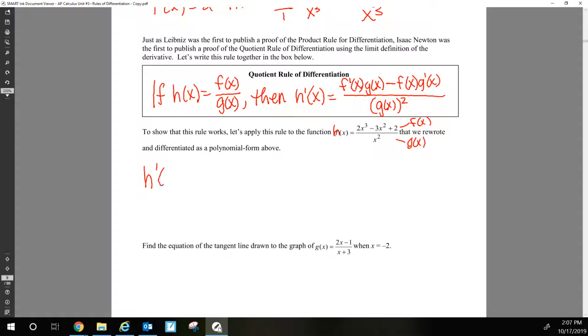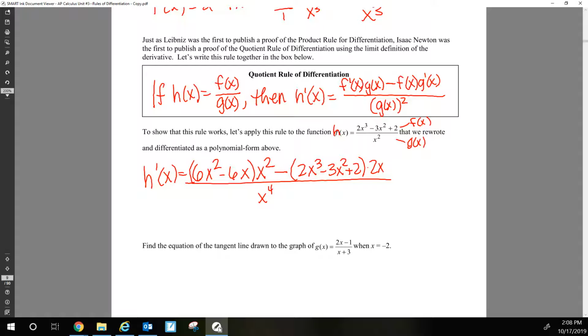So my derivative is going to be the derivative of the top, so 2x cubed. Derivative of that is 6x squared. 2 times negative 3 would be negative 6x to the 2 minus 1. Derivative of 2 is 0. So that times the bottom minus, this time we leave the top alone, times the derivative of the bottom. Derivative of x squared is 2x, all over the bottom squared. So x squared squared would be x to the 4th.